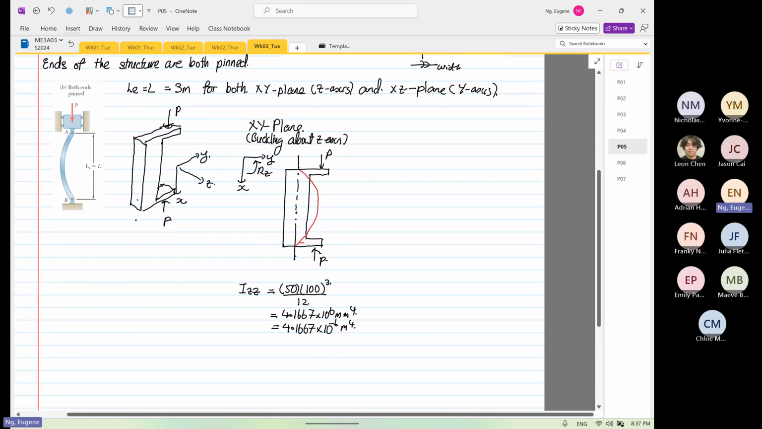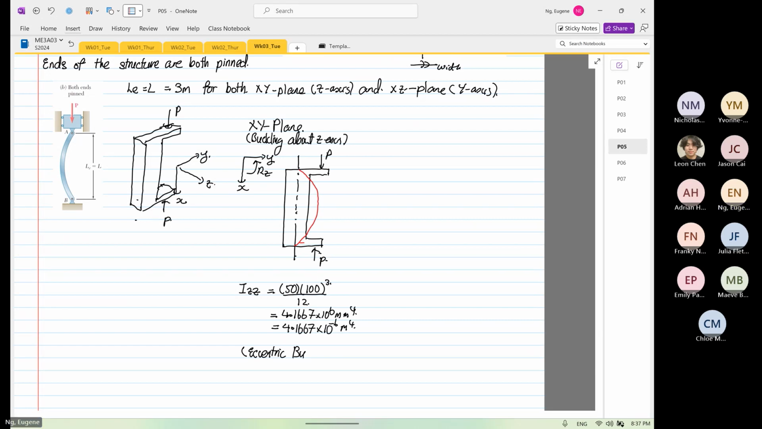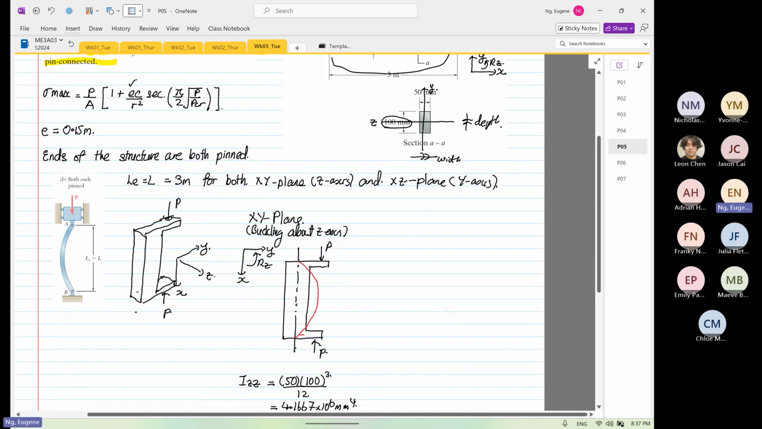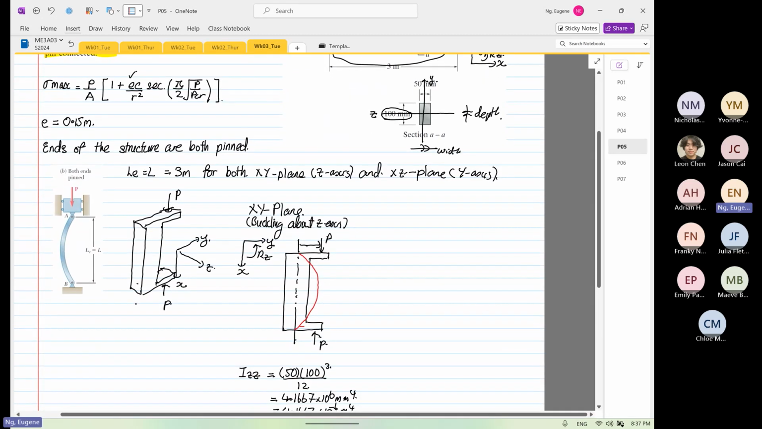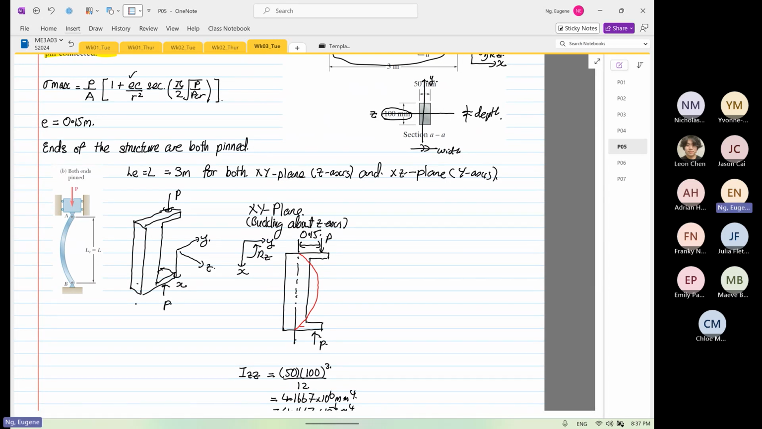Now, when you look at this, we know that this is under eccentric buckling, right? Because we have a distance E, which is equal to 0.15 meters. Is it 0.15? Yep. So we know that this distance from here to here is 0.15. Okay. So the next plane that we would like to look at is the exact plane.